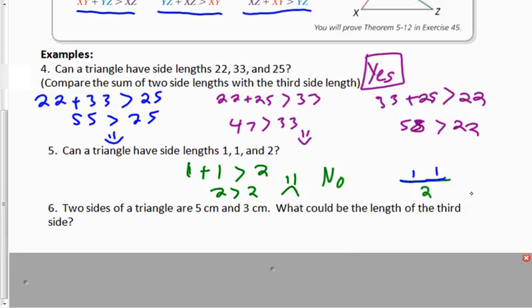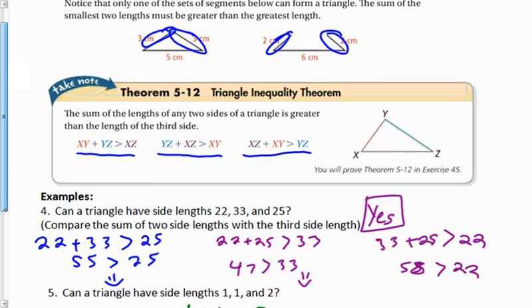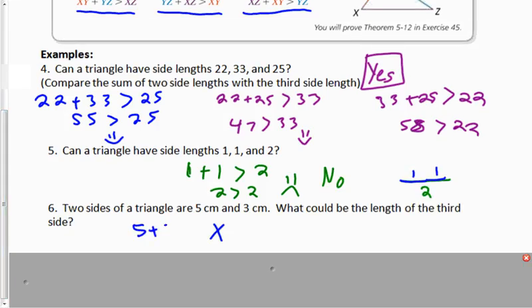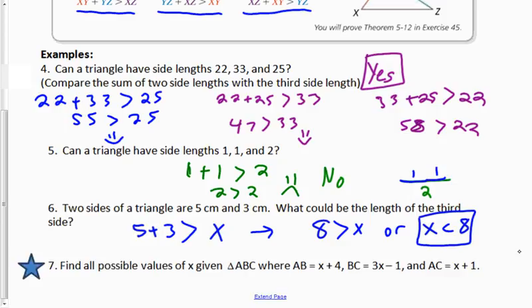All right, number 6. 2 sides of a triangle are 5 centimeters and 3 centimeters. What could the length of the third side be? So remember that third side, we'll say is x, has to be, or 5 plus 3, those 2 sides have to be greater than the third side, or 8 has to be greater than x, or x, if you flip it around, would be less than 8. So x just has to be anything less than 8. And that's using that theorem to show exactly what we could have, anything that would work for that triangle.